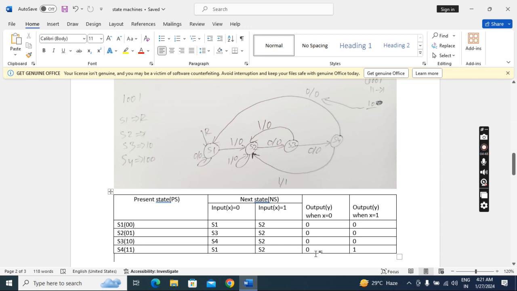Okay. Like that we have to do. Suppose this is the present state; when I am here, this will become the next state. But when I came here, this will become the present state. Okay, that we have to observe.